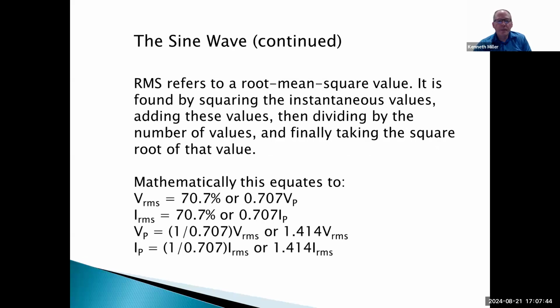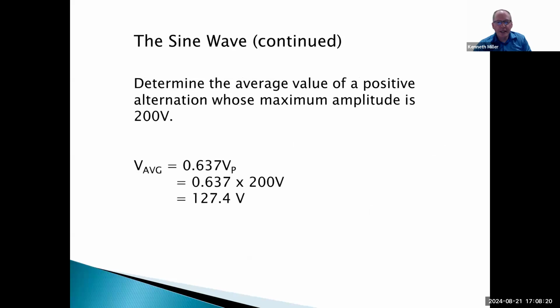Now, the RMS, which is the root mean square value, is found by squaring the instantaneous values, adding these values, then dividing by the number of values. Remember, the mean is the sum of the values divided by the number of values. That's the root mean square. So mathematically, the voltage RMS is 0.707 times the voltage peak. Now remember, the voltage average is 0.637 times the voltage peak.